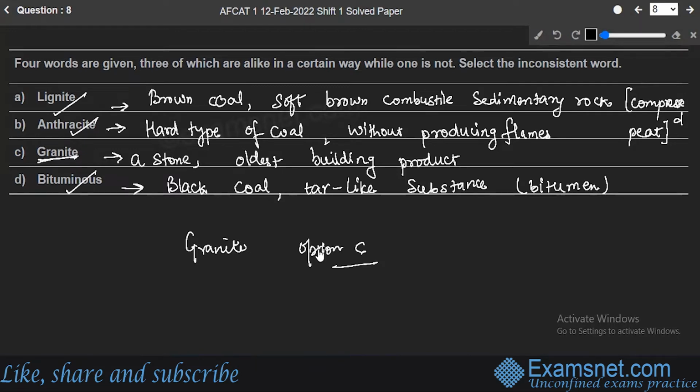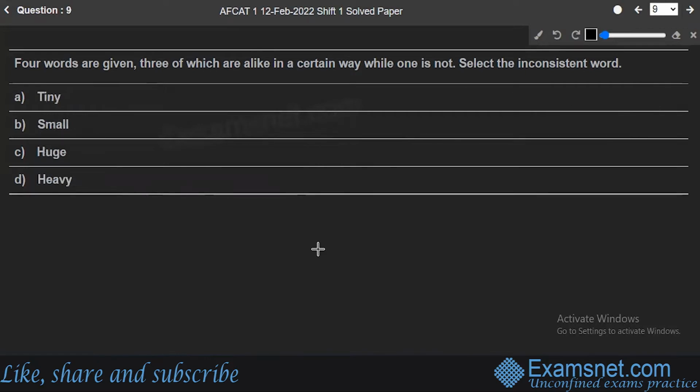Let's move to the next one. Question number 9. Four words are given, three of which are alike in a certain way, while one is not. You have to select the inconsistent word again. Tiny, small, huge, heavy. See, the first three, tiny means very small, tiny, small, they are of course the same things. Huge is again talking about the size, whereas heavy is talking about the weight of that object, right? So obviously the one which is inconsistent over here is option D, heavy.